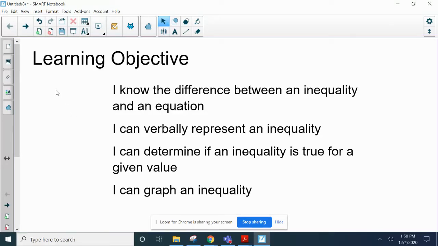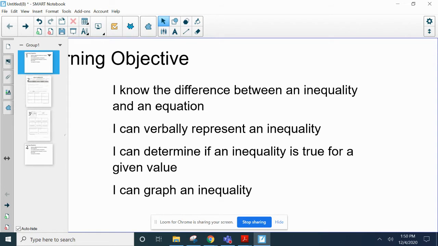All right, so today our objective is that you know the difference between an inequality and an equation, that you can verbally represent an inequality, and that you can determine if an inequality is true for a given value. And then you're going to be able to graph these inequalities.